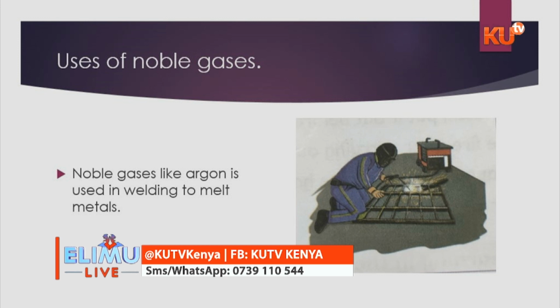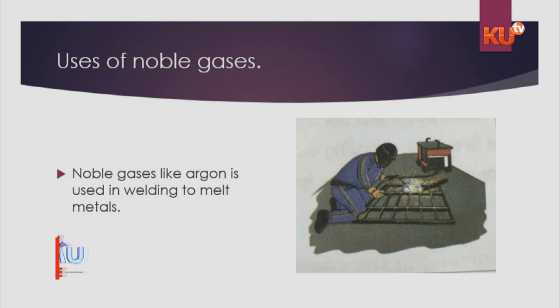using metallic items. Maybe people who want to fix some metallic items, making metallic tables, metallic seats, metallic chairs. They use a machine called a welding machine to cut metals, to melt metals, to bend metals. Metals are hard. You cannot easily bend them. For you to bend, to change the shape of a metal, you need to melt that metal.